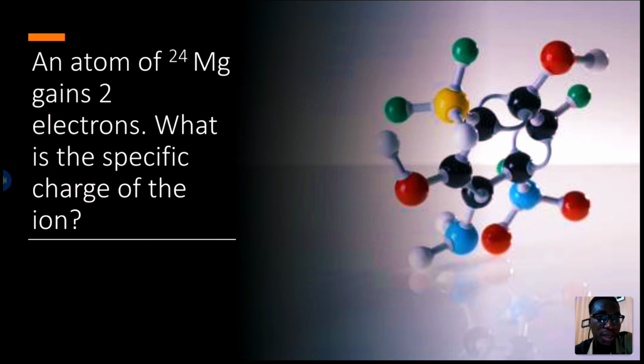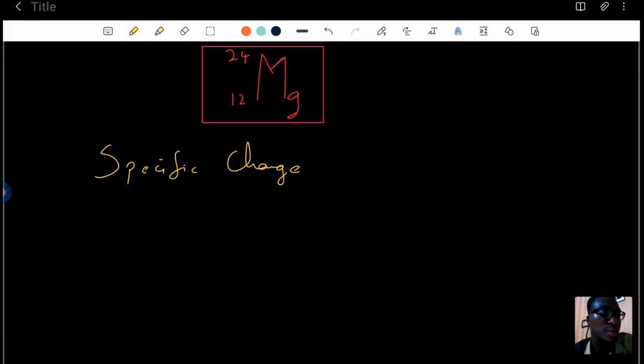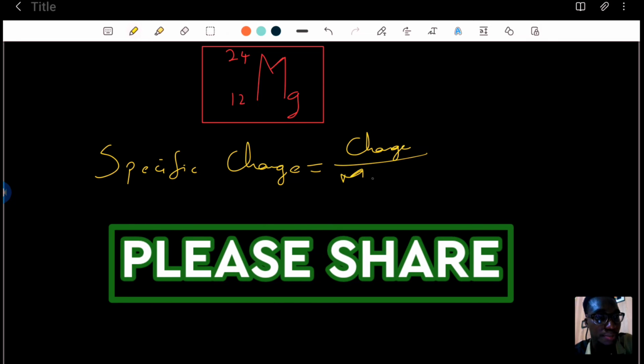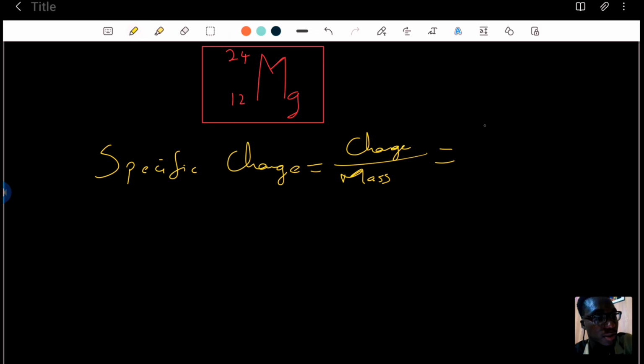We have a question here that says an atom of magnesium gains 2 electrons. What is the specific charge of the ion? First things first, the magnesium we're working with here is magnesium-24, atomic number 12. The second thing, you write out the equation for specific charge, which is charge over mass, that's Q over M.